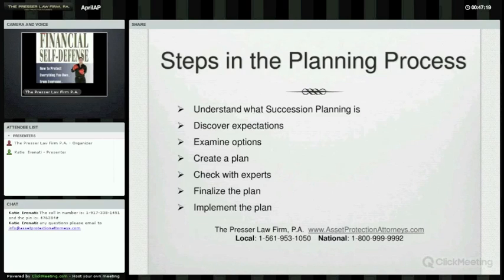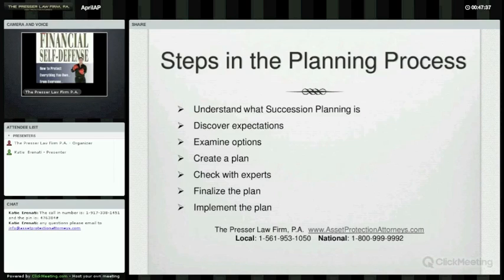There's a lot of different options. Do you want to sell the business, pass it on generation to generation? There's dozens and dozens of different types of options. Then, of course, you want to create a plan. Of course, have that plan reviewed by experts, finalize the plan, and most importantly, implement the plan.